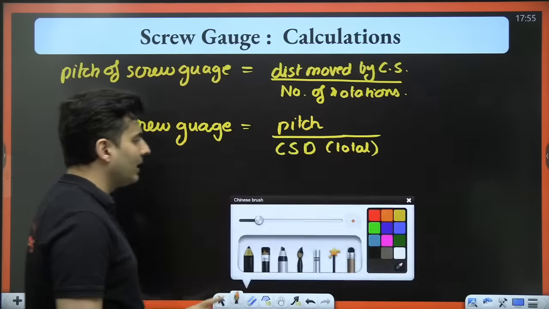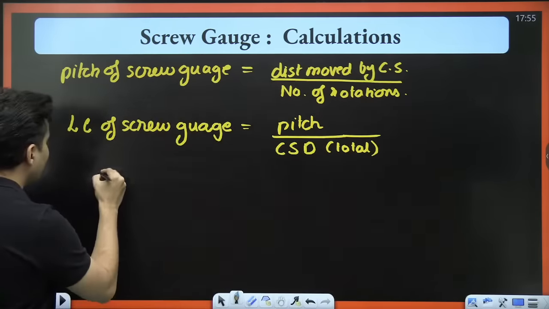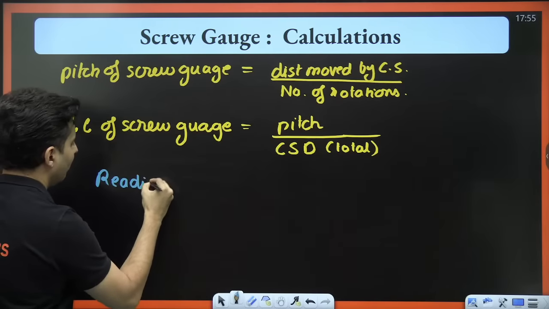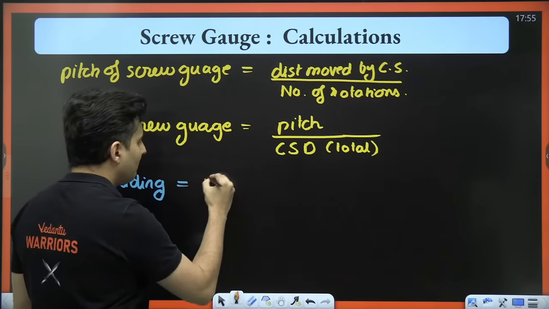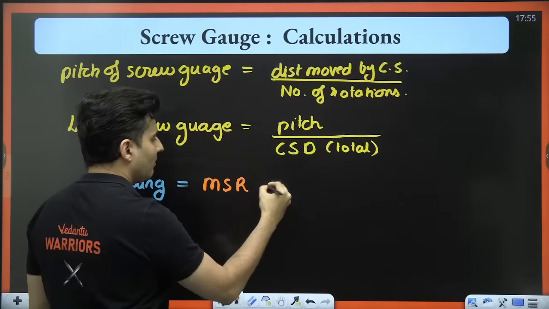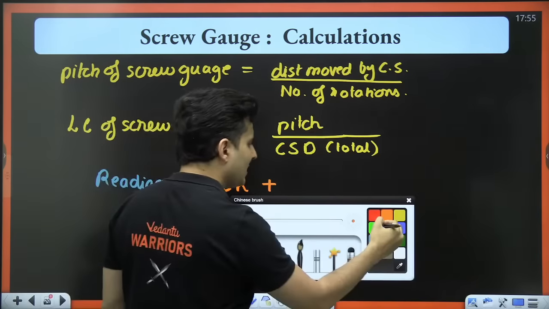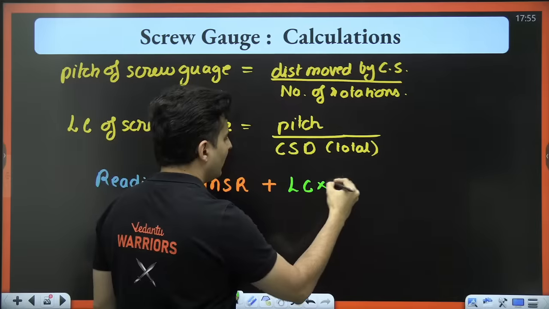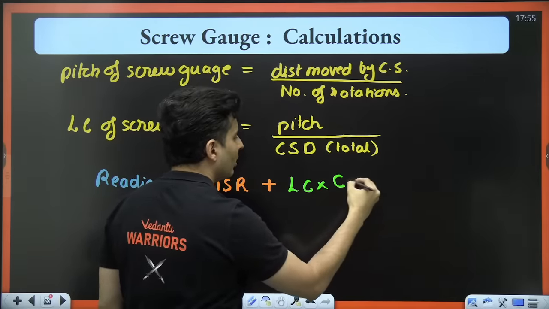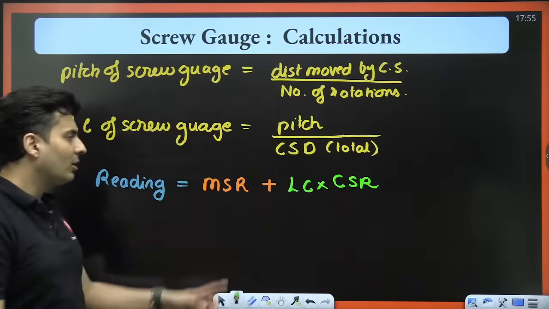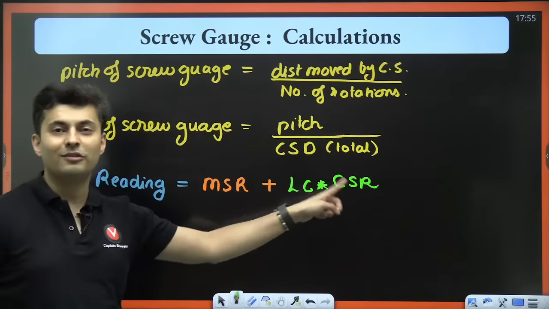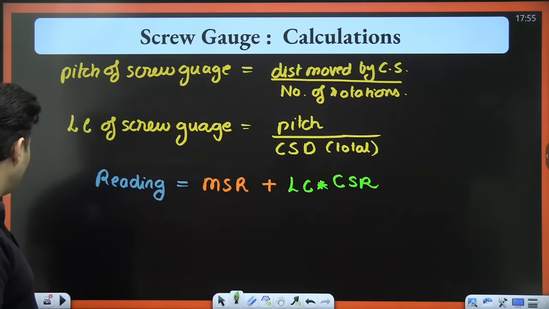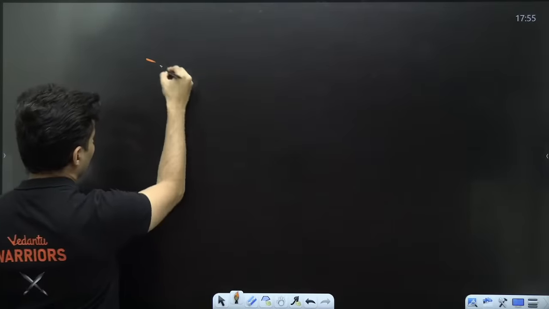Now, the final thing: the final reading will always be, just like before, the main scale reading plus your least count multiplied by, instead of the vernier scale reading, the circular scale reading. So you have to multiply this with the circular scale reading instead of the vernier scale. That's all. It is possible that something like this is given.